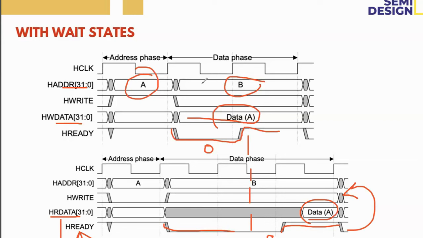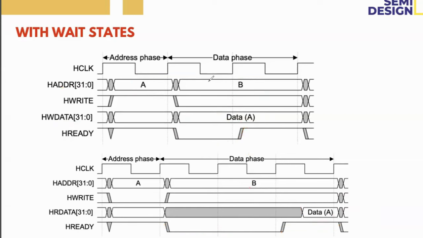Have you understood? Here also HREADY is zero. HREADY zero means whatever address is there, it is trying to send the address, but because HREADY is zero, the B address is not able to be sent in this phase. So from here, in T3, the address is sent once HREADY is high. That is the wait state. Have you understood? Yes, ma'am. Okay.